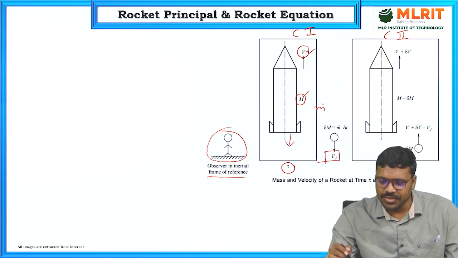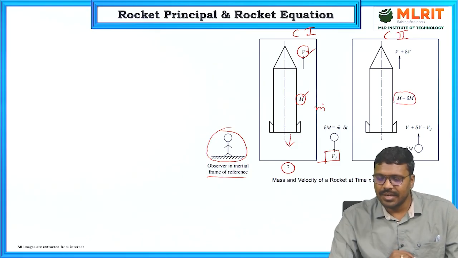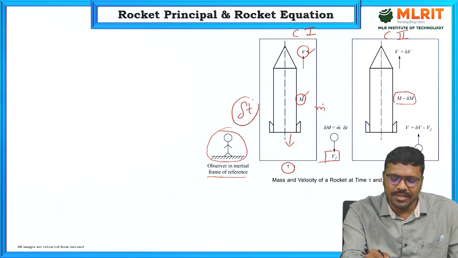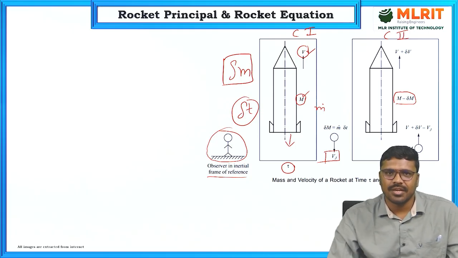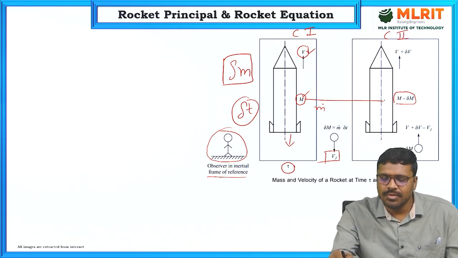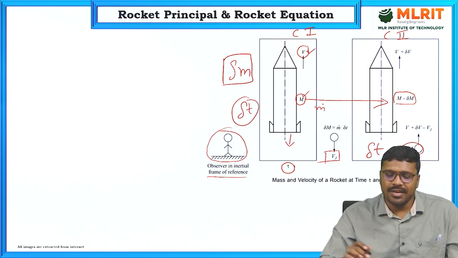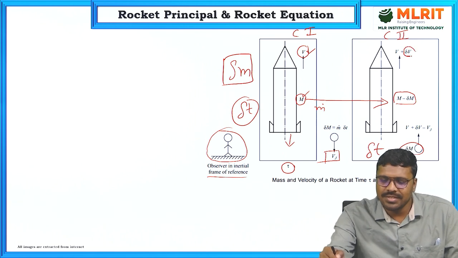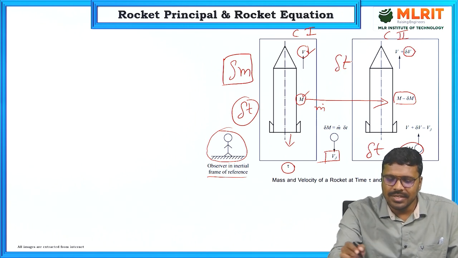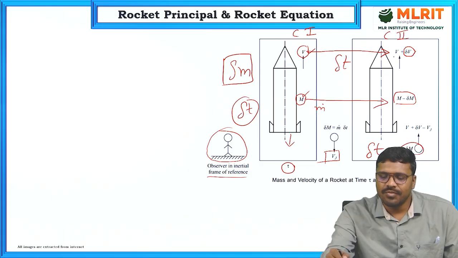Next, this case 2 is the rocket at time t plus delta t. You can see the mass of the rocket at time t plus delta t is M minus delta m, because during the duration of time delta t, some propellant mass, that is delta m, is consumed and ejected out of the rocket. So the mass of the rocket reduces from M to M minus delta m during a time delta t because of this delta m ejection. And because of this delta m ejected, the rocket gains some velocity, given as delta v. So during this time delta t, the rocket velocity has increased from v to v plus delta v.